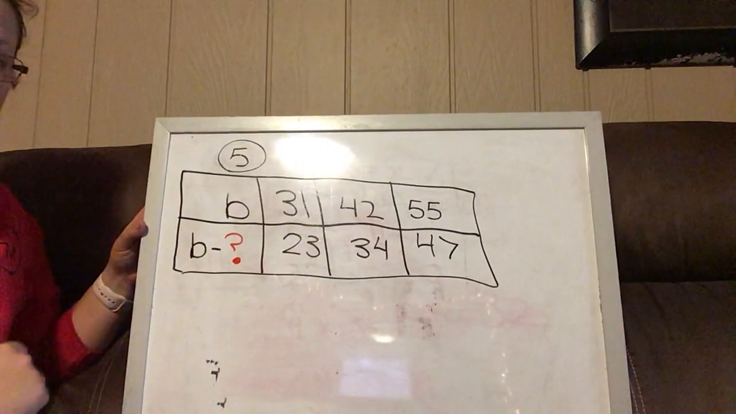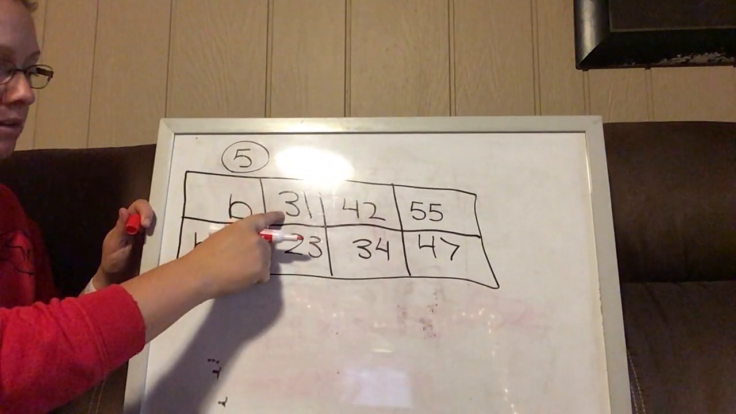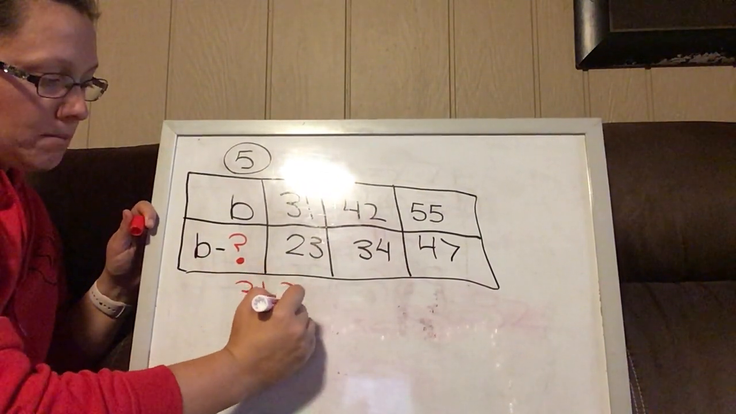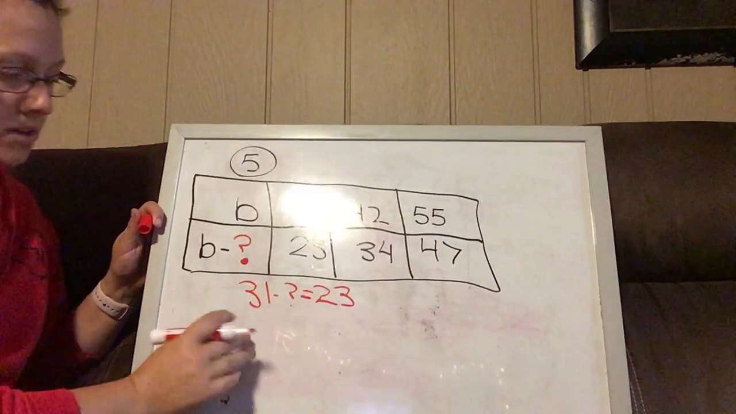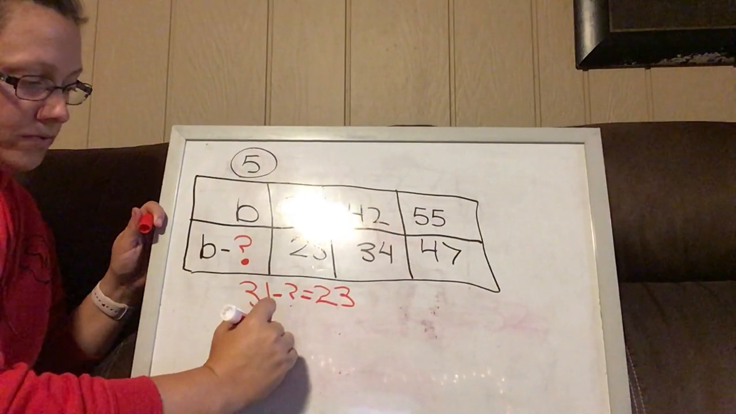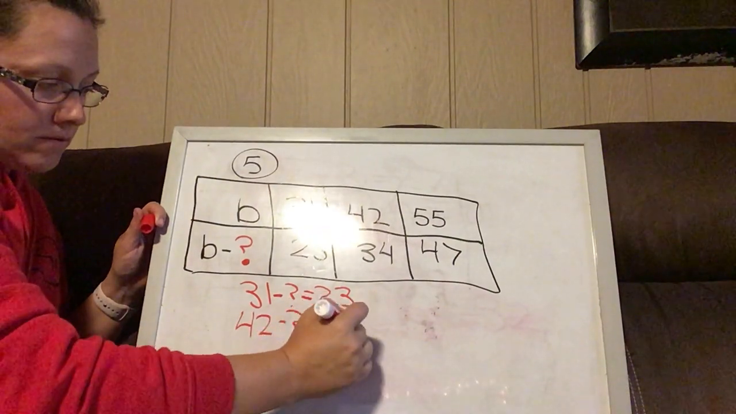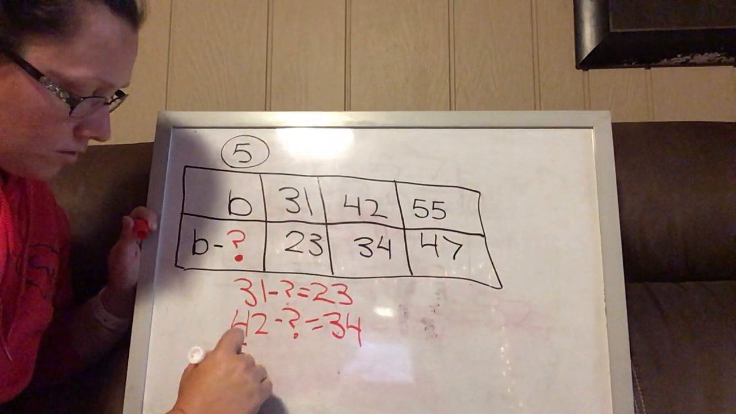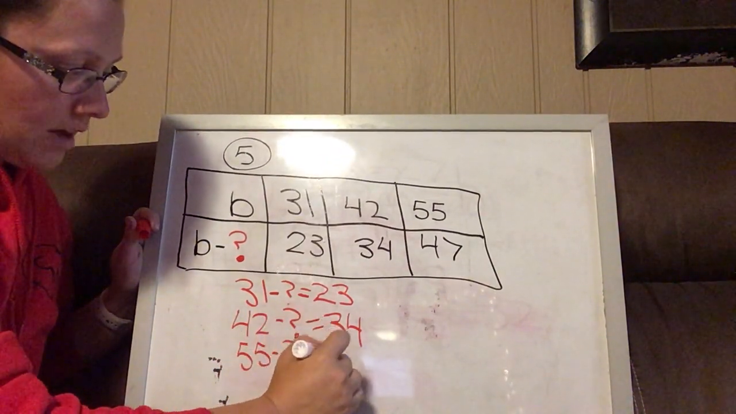So we need to find this mystery number here. B minus what number? For my first one, my B is 31. So 31 minus what number would give me 23? The next one, you're going to look at B as being 42. So 42 minus what number would give me 34? And the last one, if B was 55, so 55 minus what number would give me 47?